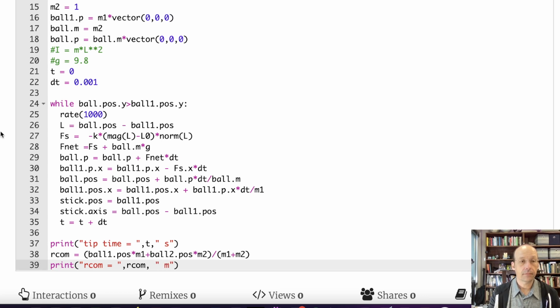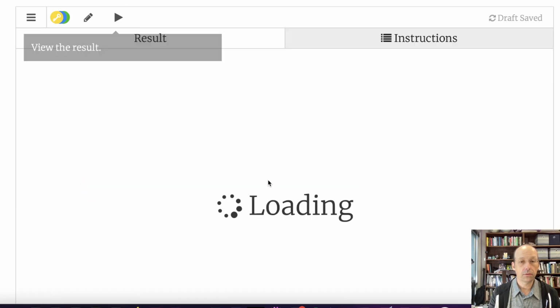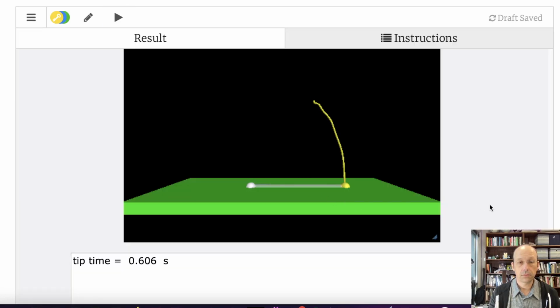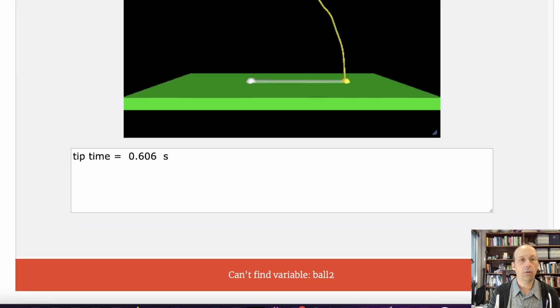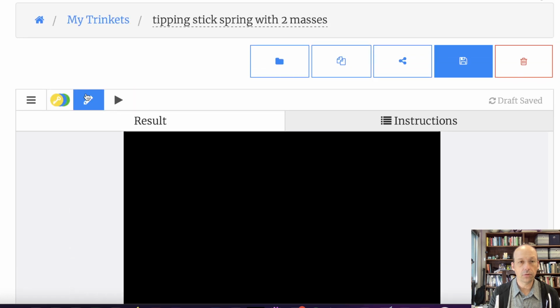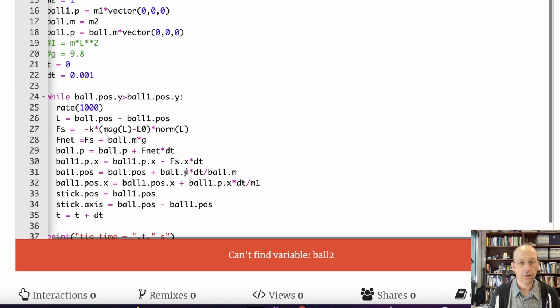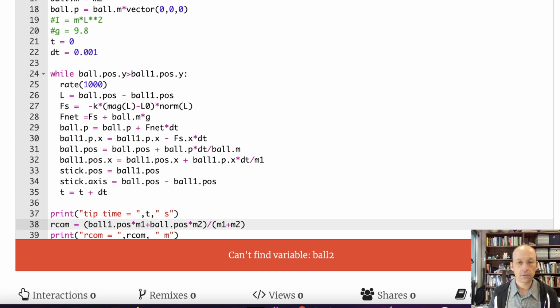Okay. Ball 1, ball 2. It didn't print it out. Oh, that's why it stopped. Okay, so something's going on here. I had an error. Ball can't find variable ball 2. Oh, that's in the printing. I think that's just here. That's just ball. Ball 2 is ball.